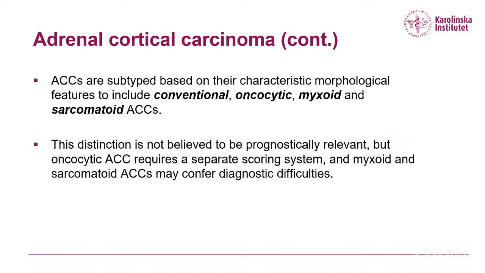We subtype ACCs at the histological level based on the characteristic morphological features. We have conventional, oncocytic, myxoid, and sarcomatoid. There is no real clinical distinction; it's not prognostically relevant, but it might give some diagnostic difficulties because some of these lesions might mimic metastasis from tumors of other organs, making the diagnosis not as straightforward as it would be with a conventional ACC, for example. I will go into detail later on when I discuss the scoring algorithms for how we try to separate adenomas from carcinomas and how they might be affected by subtyping as well.